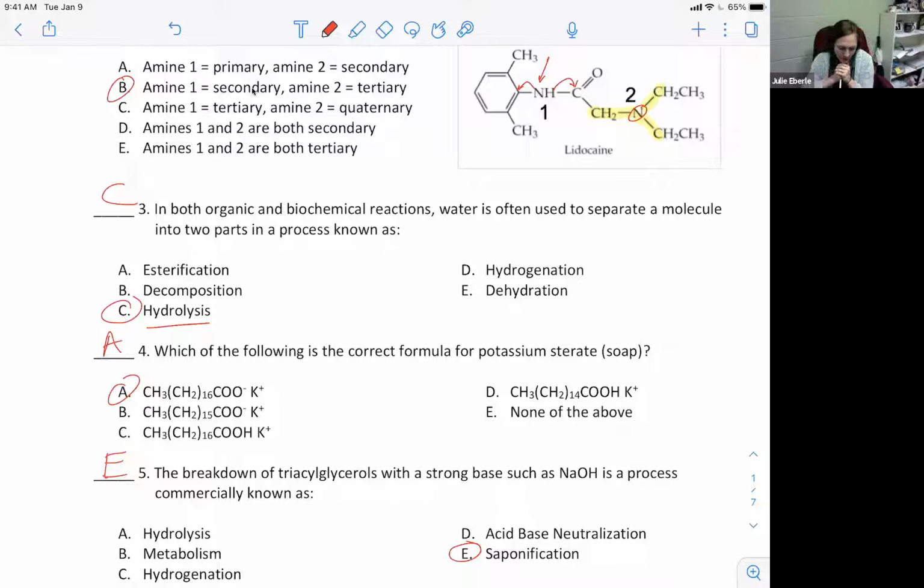Which of the following is the correct formula for potassium stearate? So potassium is K plus stearate. So the correct answer you obviously see is A, but this should have been right on your resources page, which I could scroll down to. It's at the very bottom. Stearate is right here.